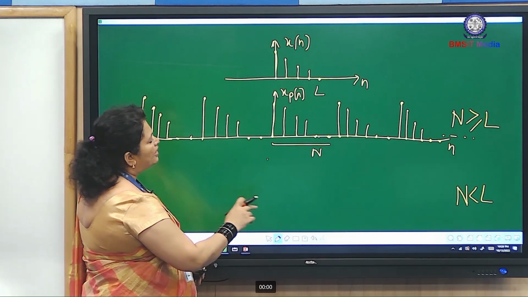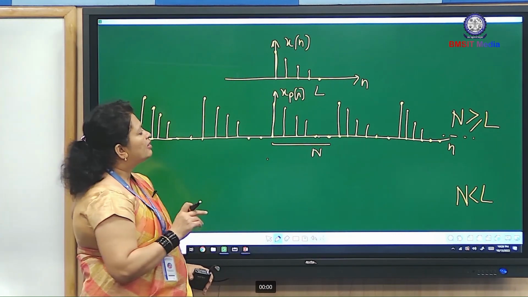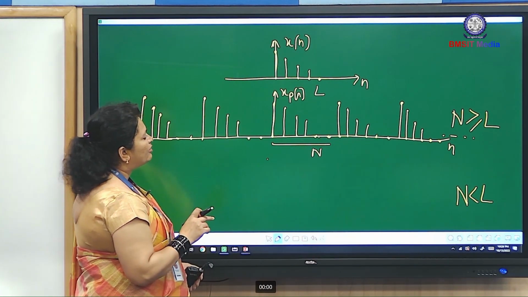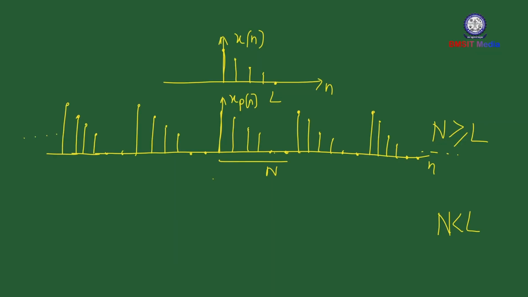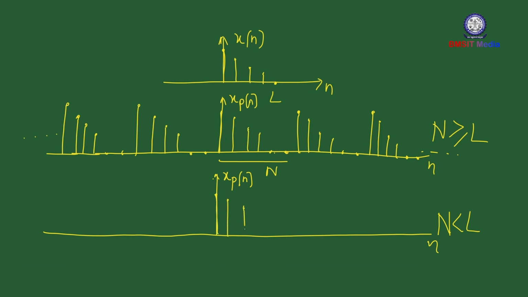Now I am going to take another condition where the fundamental period of xp of n is less than the number of samples present in x of n. So if I take this condition, let us see what we are going to get. I am going to draw the periodic repetition xp of n. So this I am going to take as n.